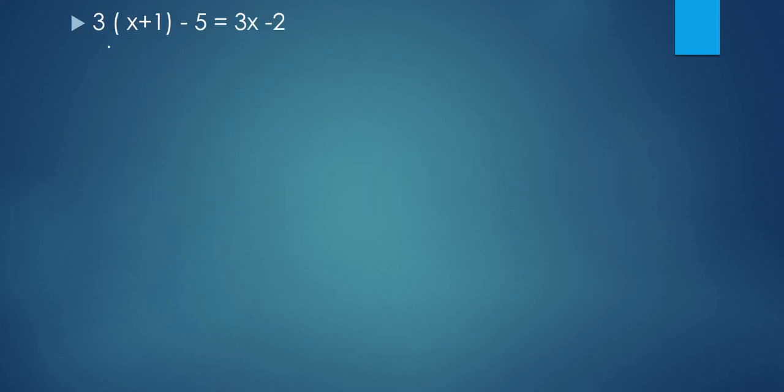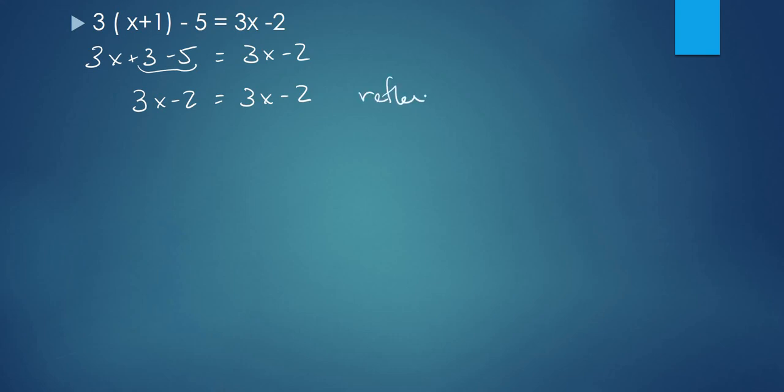All right, the left side needs some work. I'm going to distribute 3x plus 3 minus 5. The right side is okay. Combining my like terms, I get 3x minus 2 equals 3x minus 2. Wait a minute. That looks funny. That's identical. That looks like the reflexive property, a thing that equals itself. Let's keep going a little bit and see what happens.